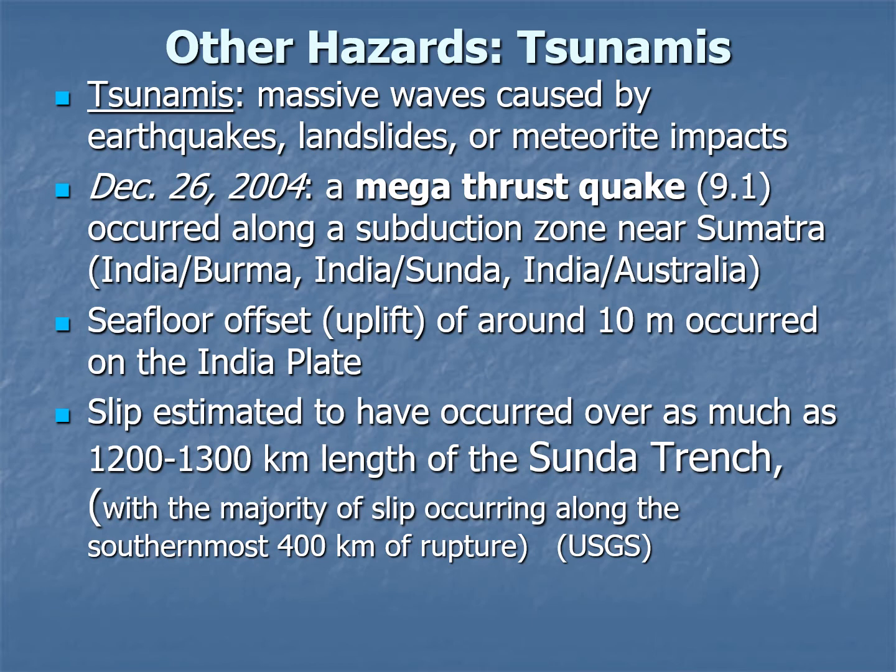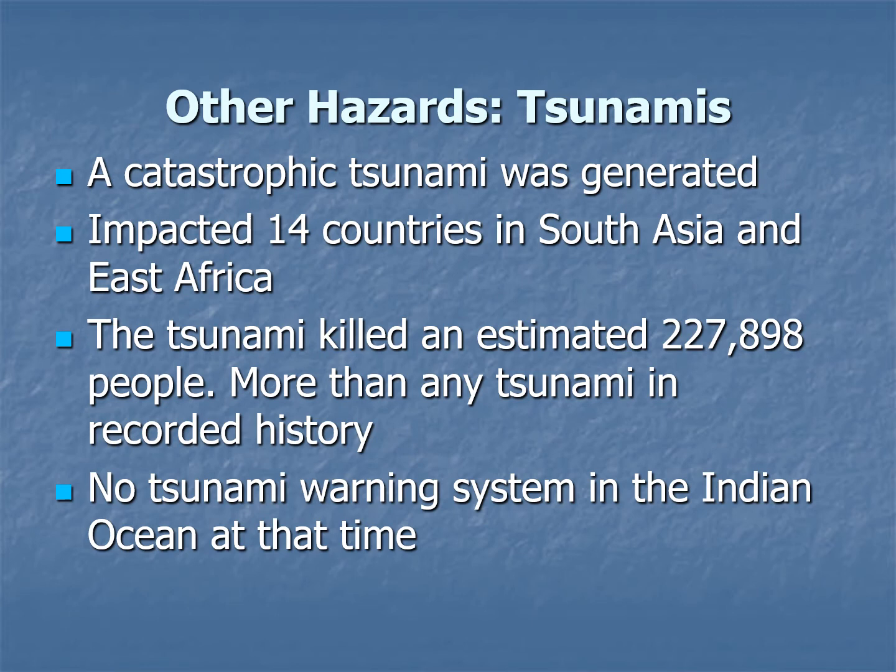Very sad. We do now have a tsunami warning system there because after the earthquake happened, scientists and governments from different countries all worked together and made sure they had a warning system. But there are parts of it that are already in disrepair and not working. Anyway, you had offset uplift of around 10 meters. Yeah, 10 meters, 30 feet on the India plate. You had slip over as much as 1,200 to 1,300 kilometers length of the Sunda Trench, although the majority of slip occurred along the southernmost 400 kilometers of rupture. Still, that's a lot of rupture, a lot of offset.